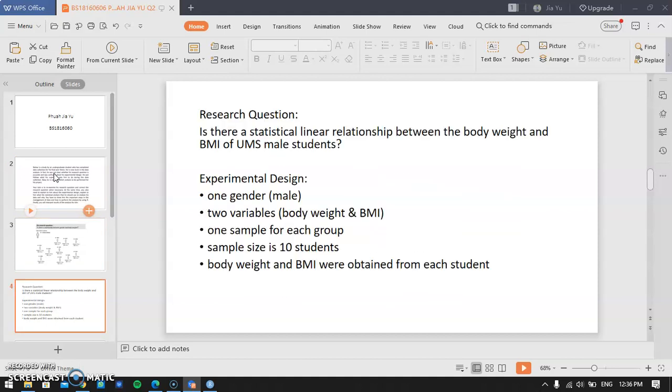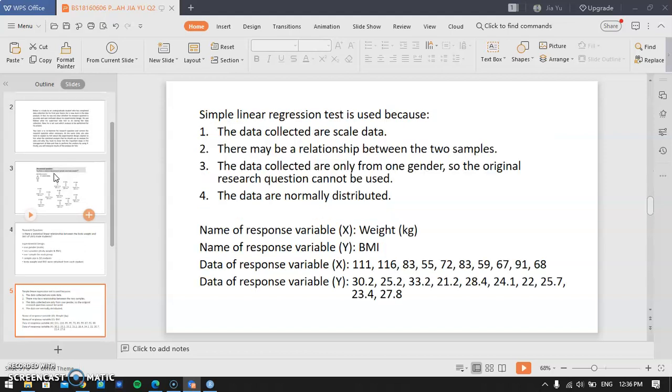My new research question will be, is there a statistical linear relationship between the body weight and BMI of UMS male students? Experimental design will be one gender, which is male, two variables, which are body weight and BMI, one sample for each group. Sample size is 10 students. Body weight and BMI were obtained from each student.